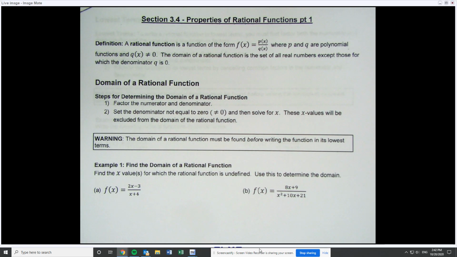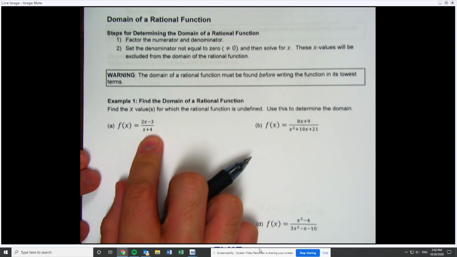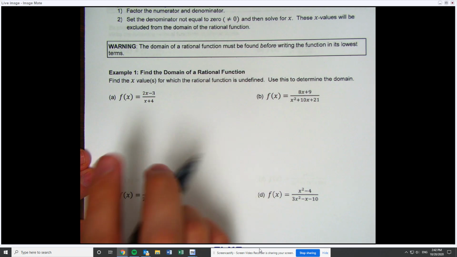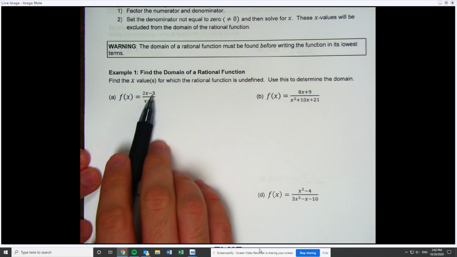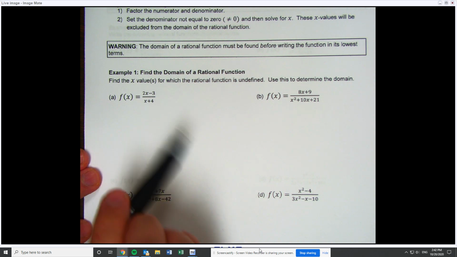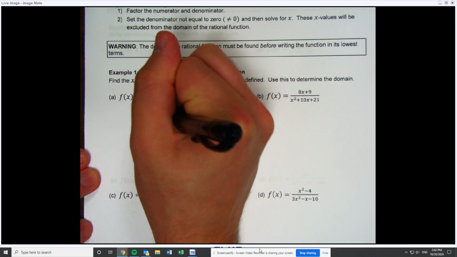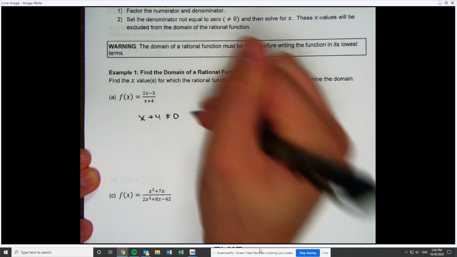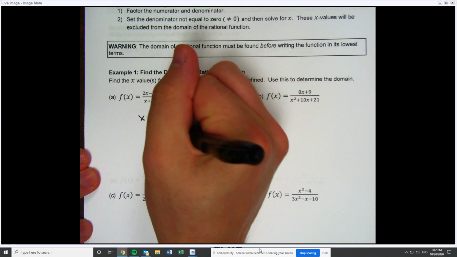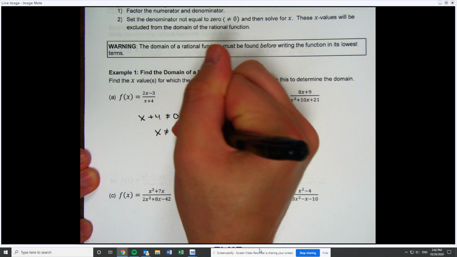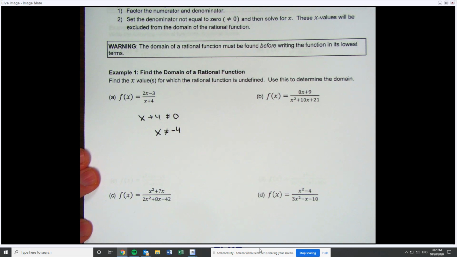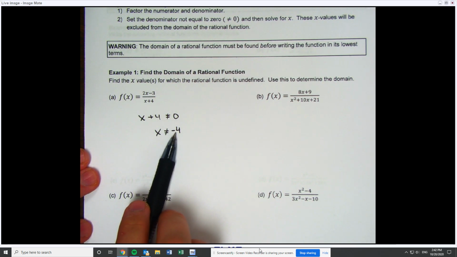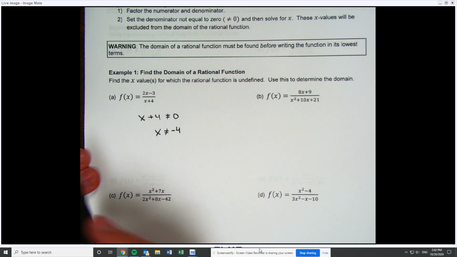Okay, so looking at the first one right here, if I want to find the domain of this one, all I have to do is first see if I need to factor. Neither of these need to be factored. Then I can set the denominator not equal to 0. So x plus 4 does not equal 0. Now solving this for x, I get x does not equal -4. That is the only x value that I have to exclude from my domain. Because if I were to substitute -4 in for x up here, -4 plus 4 is 0. I divide by 0, nothing works out. So this is the number we have to exclude.